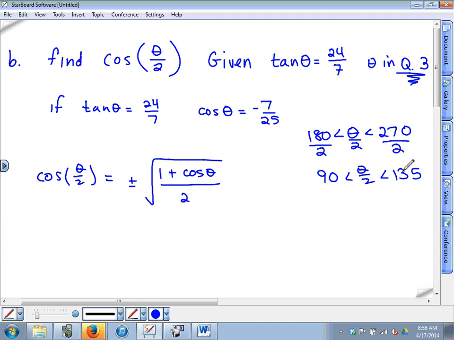So it's bigger than 90, but less than 135. So where the heck is that? That's the top half, I guess, of the second quadrant, or the top part of it. Anyway, it's in the second quadrant.